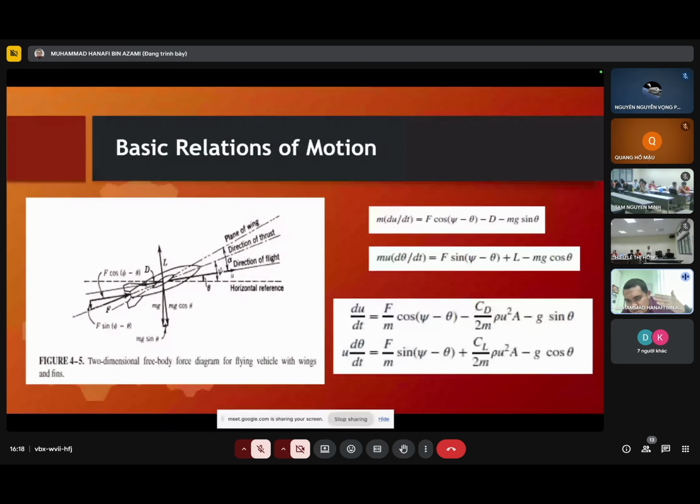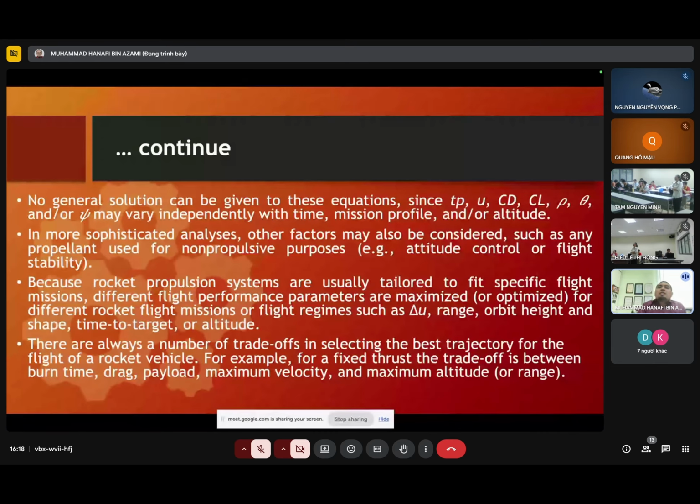Theta, and then you have velocity u, and then the area doesn't change. So you have many considerations to take. Because of this, there is no general solution that can be given to this equation, since TP, which is the time to burn out, U, the vehicle velocity, CD, the coefficient of drag, CL, the coefficient of lift, density, theta, and or phi may vary independently with time, mission profile, or attitude.